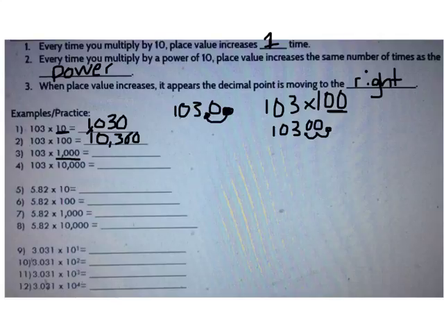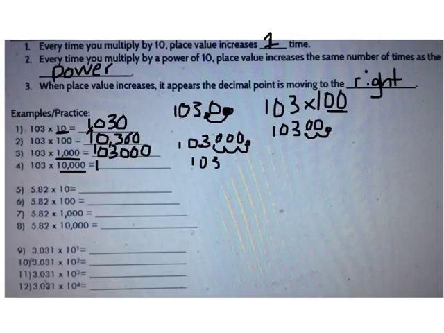103 times 1,000. This time, how many times will place value increase? It'll increase three times. So 1, 2, 3. The correct answer is 103,000. 103 times 10,000. How many times will place value increase? It'll increase four times. So the answer, because it appears the decimal moves to the right four times, is 1,030,000.